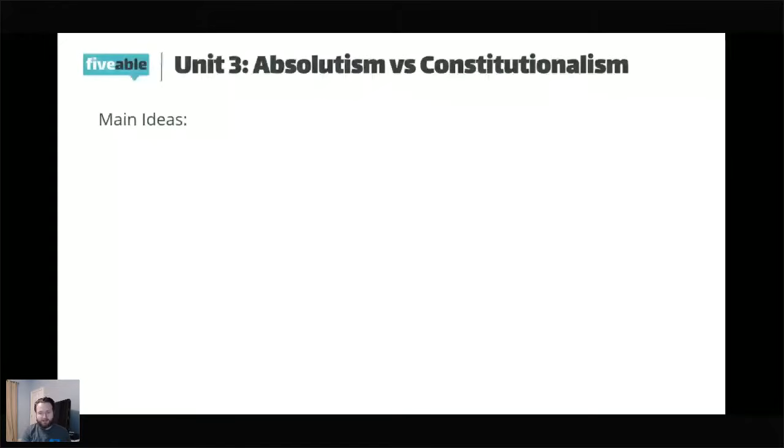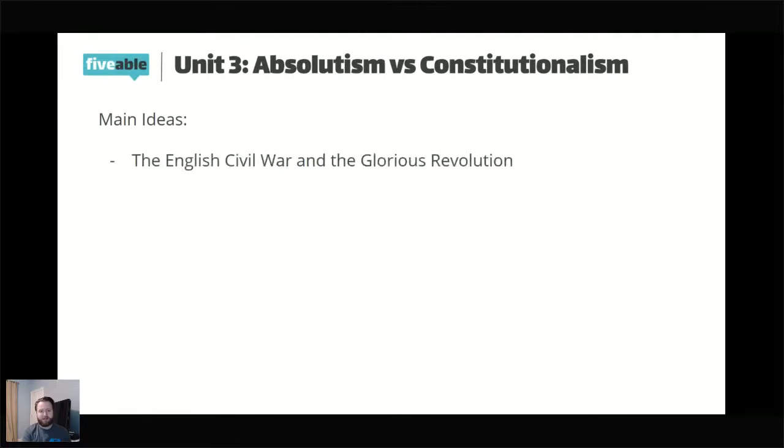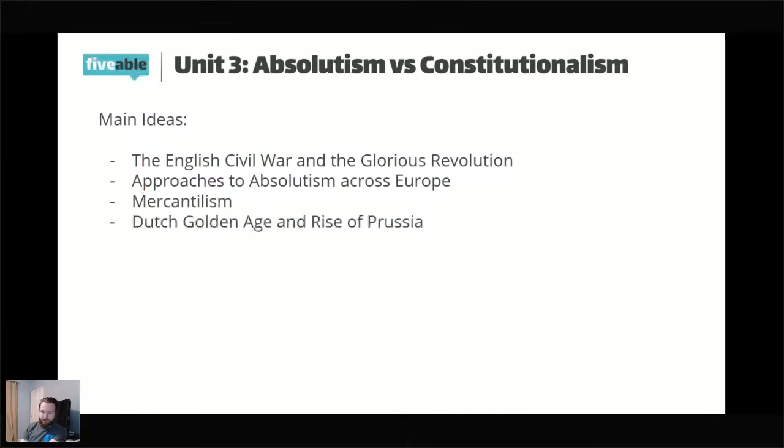So the main ideas of Absolutism versus Constitutionalism. One, you have the English Civil War and the Glorious Revolution, different approaches to absolutism across Europe, Mercantilism, and finally the Dutch Golden Age and the rise of Prussia. Okay, so these are the big takeaways here of Unit 3.